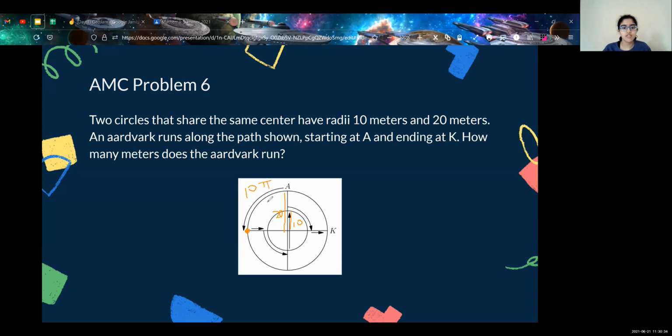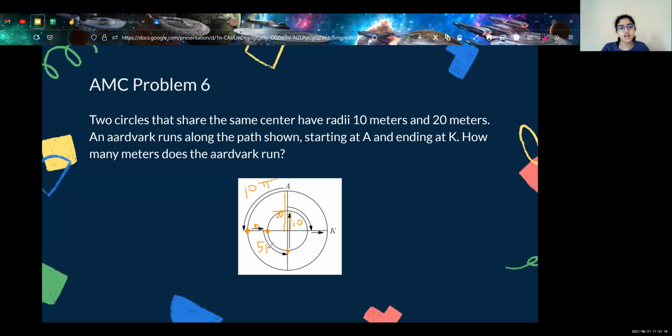And then we travel from this point to this point, right? So that means that we are going 20 minus 10, or 10 units, right? And then we go from here to here, which is equal to the circumference of this smaller circle divided by 4. The radius of this is 10, so that means that the circumference is 10 times 2 pi, which is 20 pi. And then we divide it by 4 because it's 1/4, and then we get 5 pi, right?